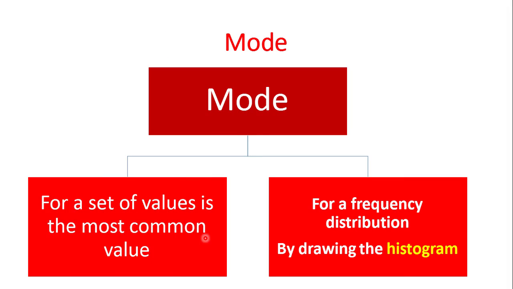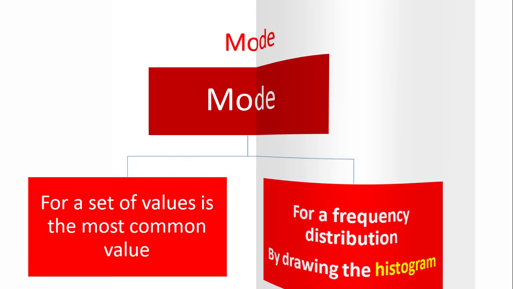What about the mode? We studied in prep 1 that the mode is the most common value, or the value which is repeated more than other values. If you have a set of numbers, you will notice what the mode is, because the mode is the most common value. If you have a frequency table, I'll draw the histogram and show you how to calculate the mode from the histogram.